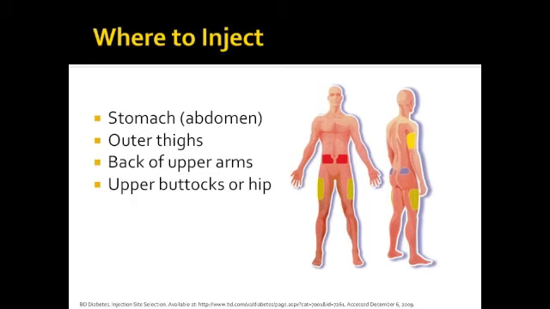This diagram shows the 4 areas mentioned previously as the primary insulin injection sites. Note that the stomach area is considered the midsection around but not including the belly button. The outer thighs, back of the upper arms, and upper buttocks or hip are also good areas for these injections.